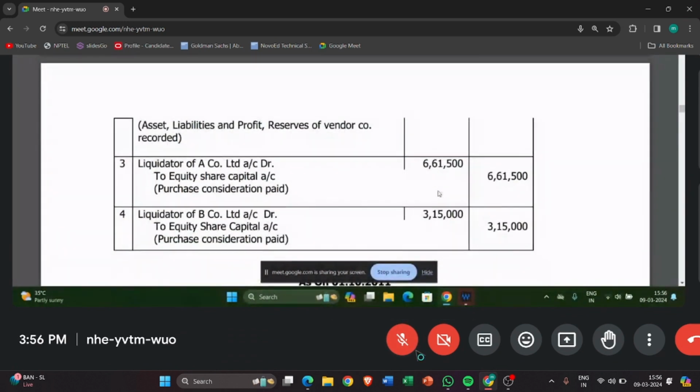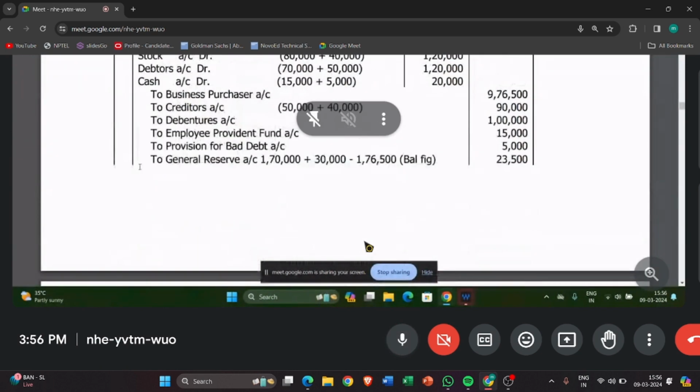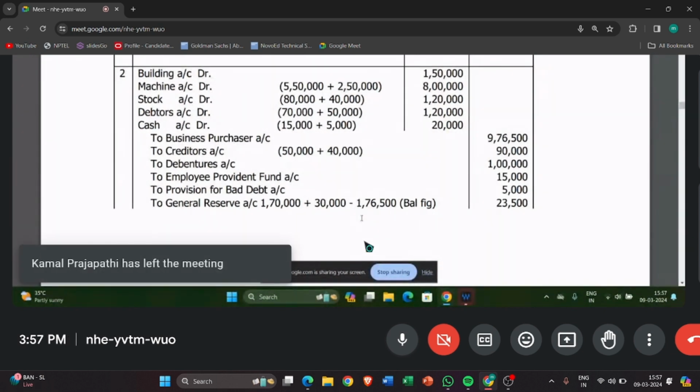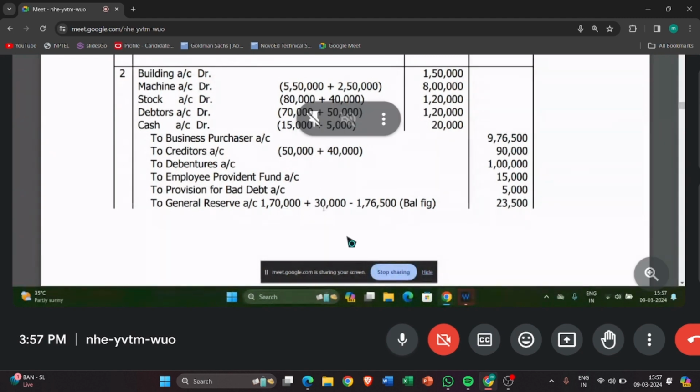Then lastly, pay off the money to the liquidators. How are we paying, ma'am? If it's a positive one, then will we show it in debit or add it to general reserve? If it is positive, you will add it. But in general reserve only, you will add it to 1,70,000 and 30. You will get it as a plus amount itself because you have got a profit.